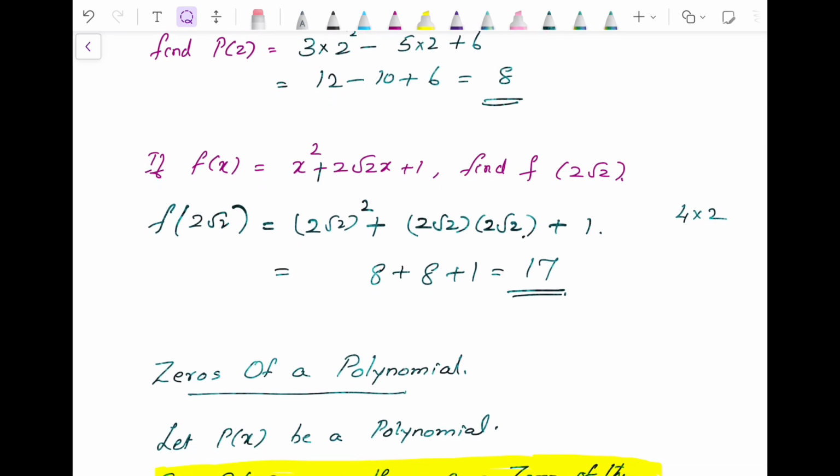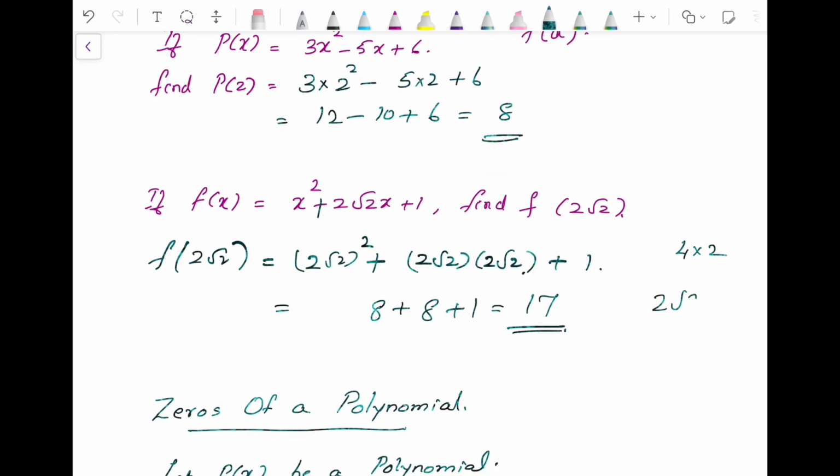Consider this polynomial f of x is equal to x squared plus 2 root 2 x plus 1. You have to find f of 2 root 2. In the place of x you will put 2 root 2, the whole squared, plus 2 root 2 into x, which is 2 root 2 again here, plus 1. So, 2 root 2 the whole squared is 2 root 2 into 2 root 2. 2 into 2 is 4, root 2 into root 2 is 2. So, 4 into 2 is 8, 8 plus again 8 plus 1 equals 17. This is the value of a polynomial.